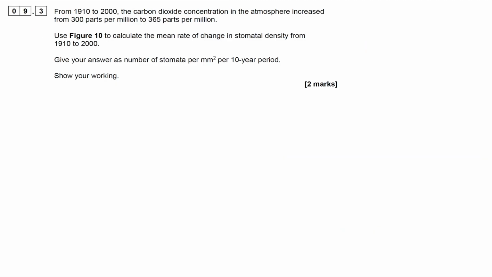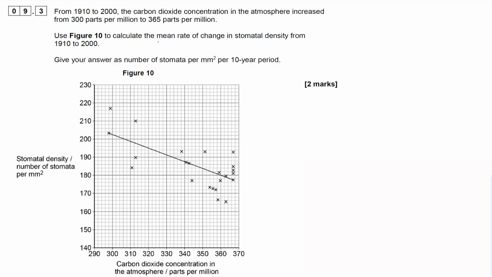Okay, so the next part of the question says, from 1910 to 2000, the carbon dioxide concentration in the atmosphere increased from 300 parts per million to 365 parts per million. Use figure 10 to calculate the mean rate of change in stomatal density from 1910 to 2000 and give your answer as a number of stomata per square millimeter per 10-year period. Okay, so we need to find here the mean rate of change in the stomatal density, and we need to provide the answer as the number of stomata per square millimeter per 10-year period.